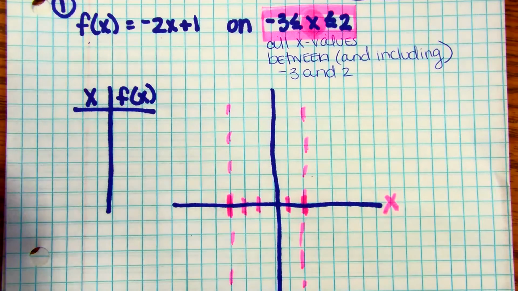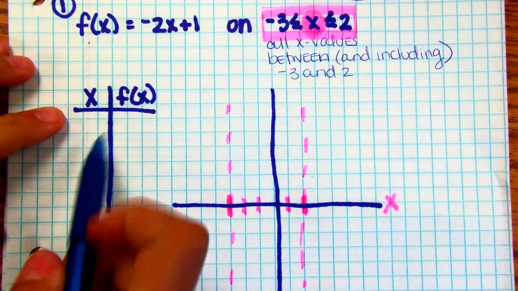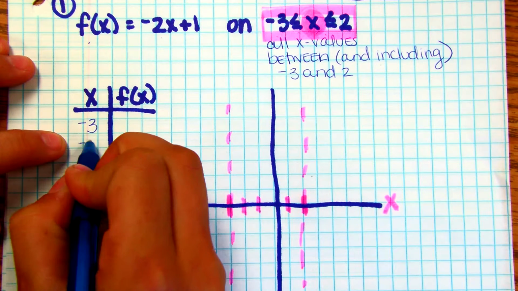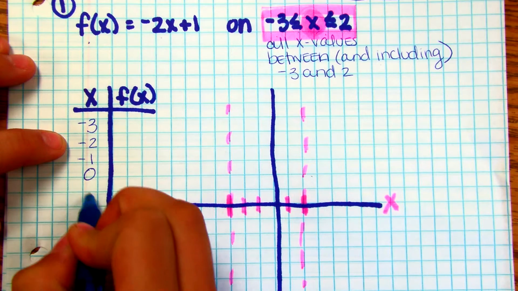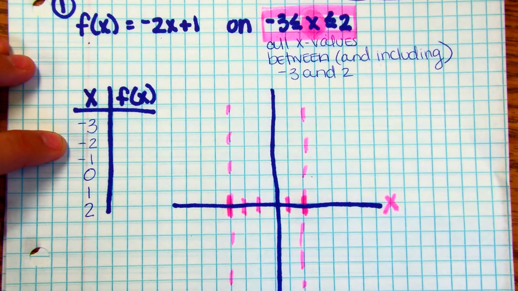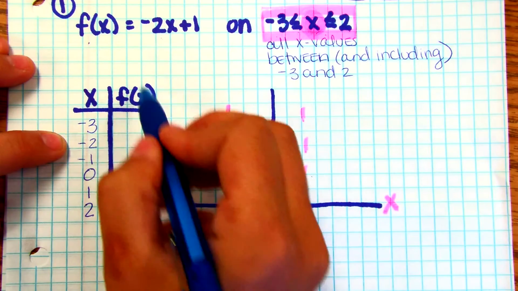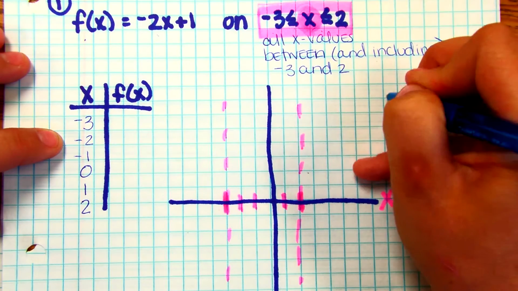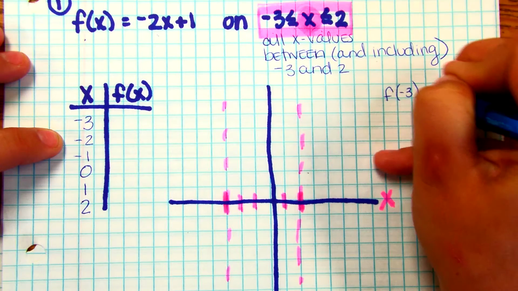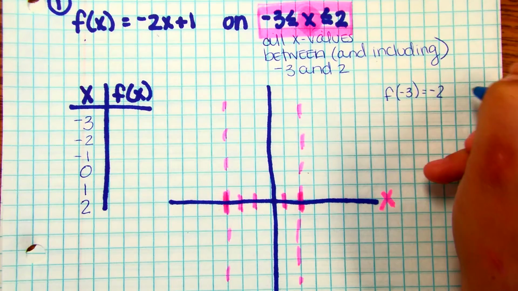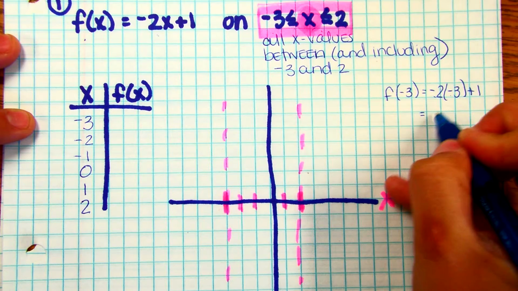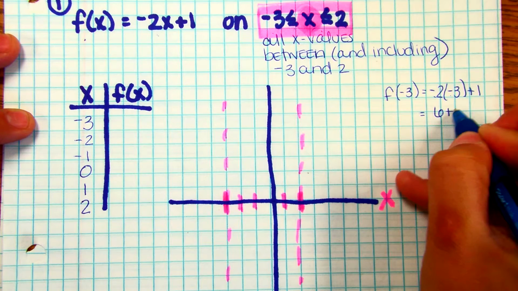So to start, I'm going to start at my lowest x value, which is negative 3. I'll go to negative 2, negative 1, 0, 1, and 2. I won't grab any more points besides those ones. So I'm only going to evaluate this function at these 5 points. So we'll get started. So f of negative 3 would be negative 2 times negative 3 plus 1. Negative times negative is a positive. 2 times 3 is 6. And 6 plus 1 is 7.